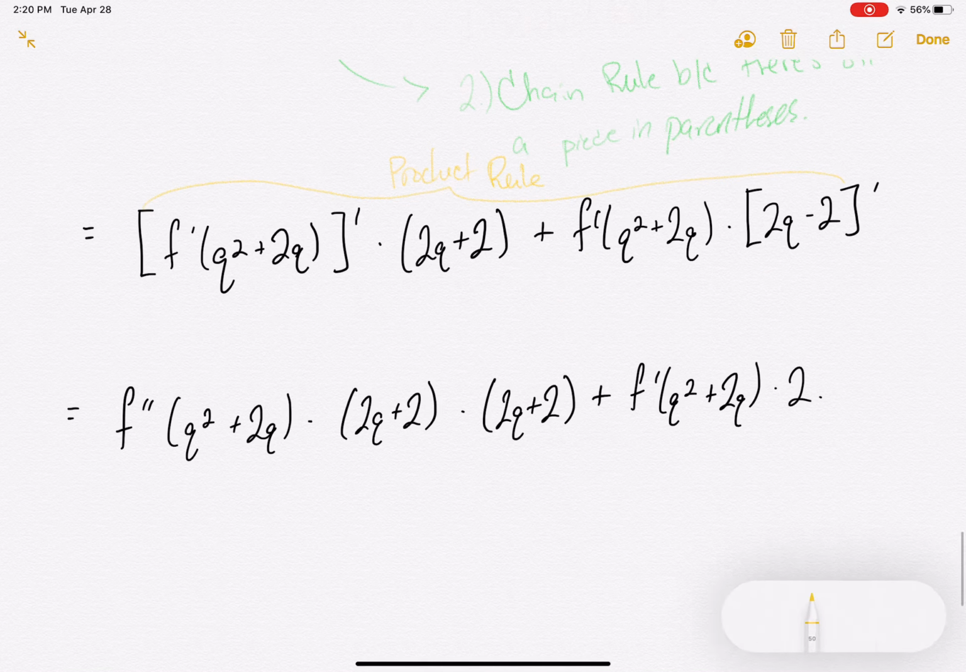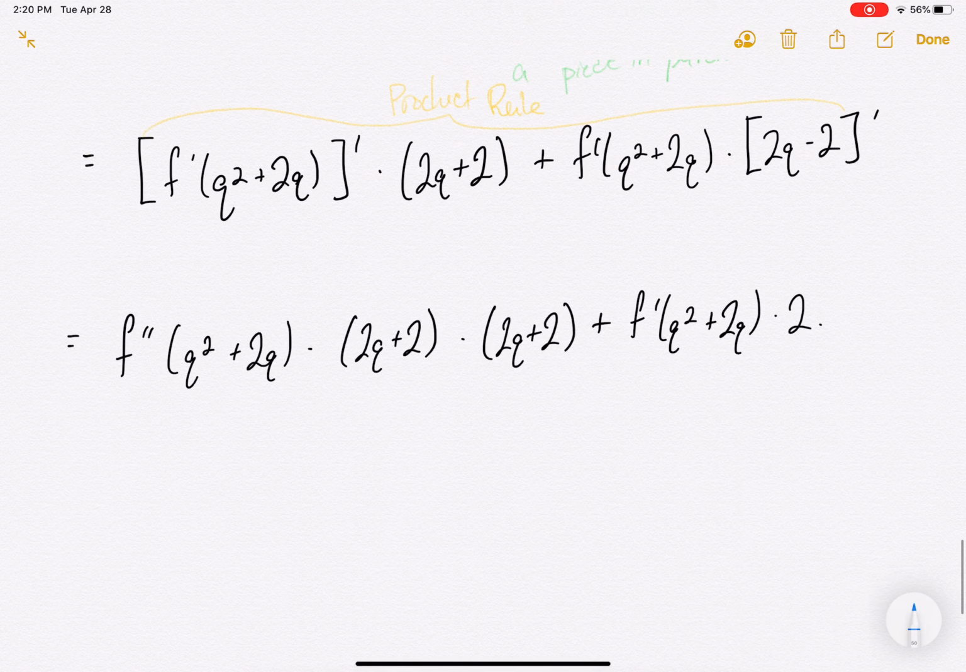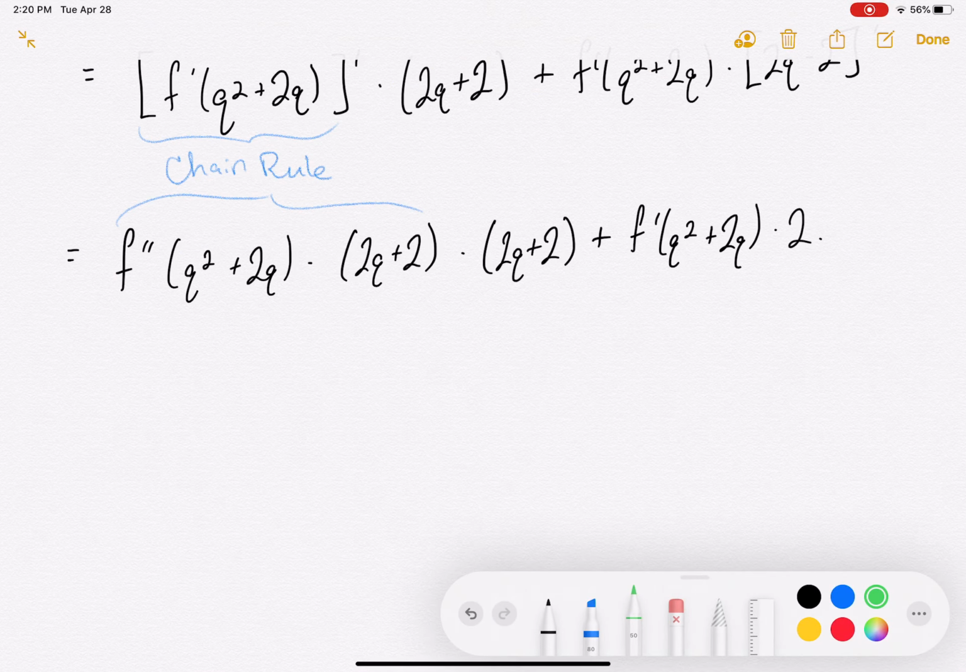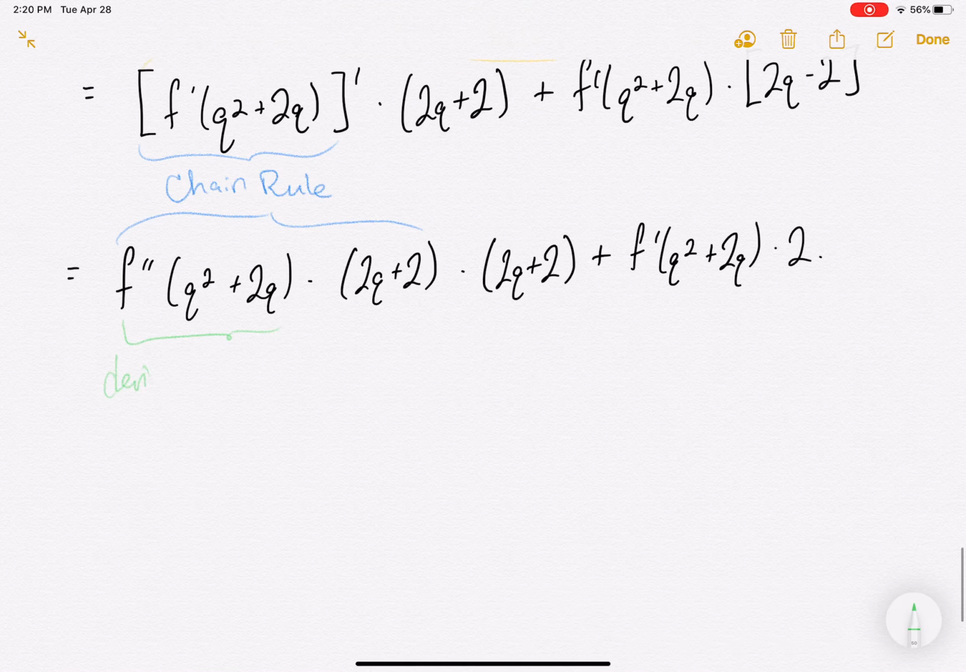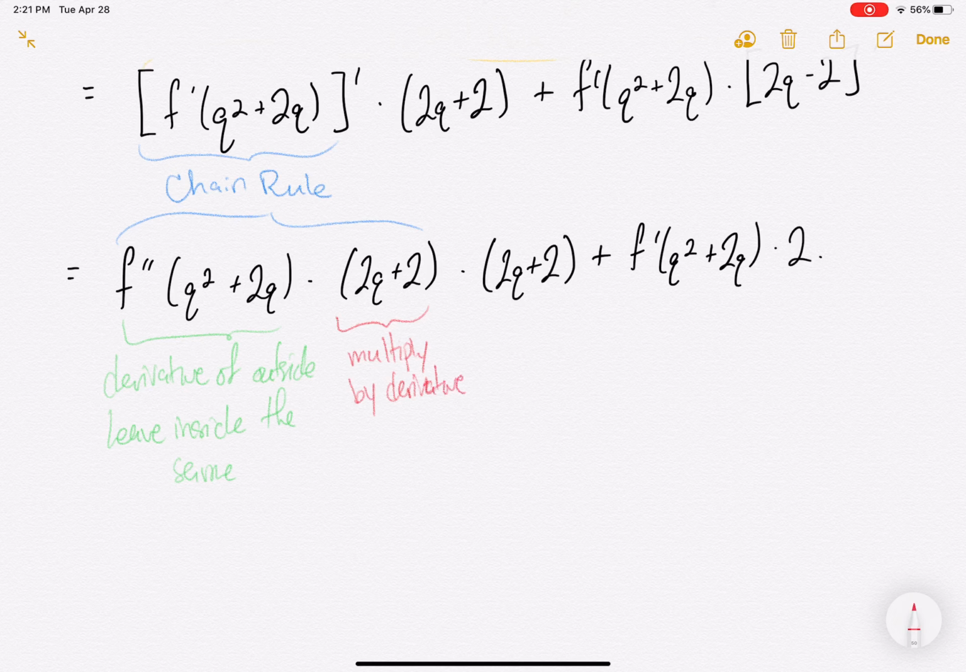There's the product rule, and then down here, so we're really doing the chain rule is happening here. This is derivative of outside, leave inside the same, multiply by derivative of inside.